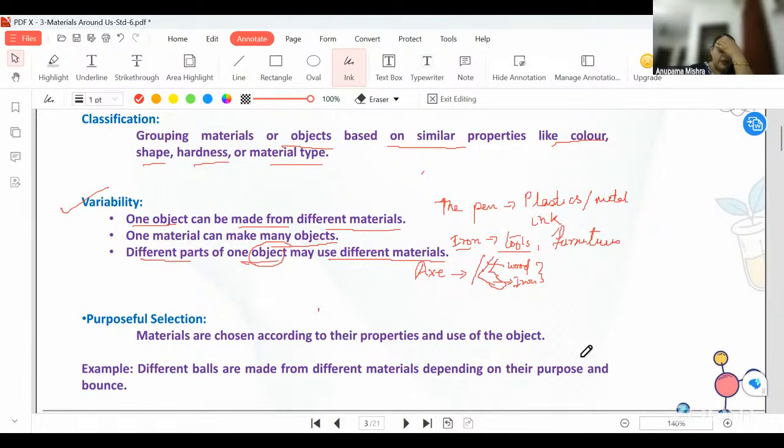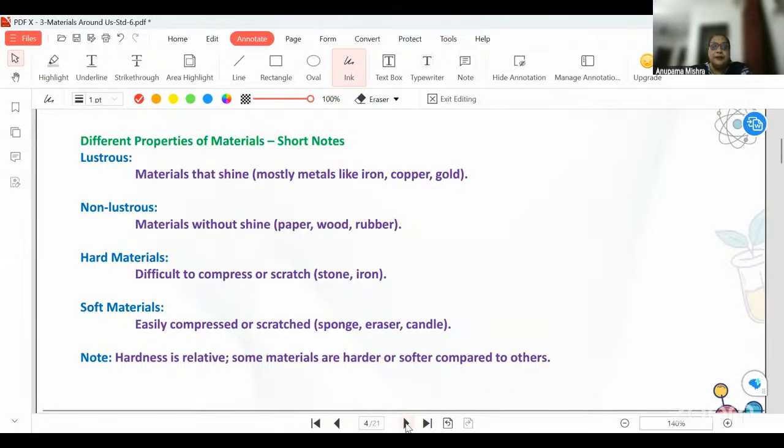If a baby is using it, or boys of a group of five age are playing, they use plastic balls, hard balls also. So in that way, the material depends generally on their purpose and the bounce. This way different balls are made up of different materials.